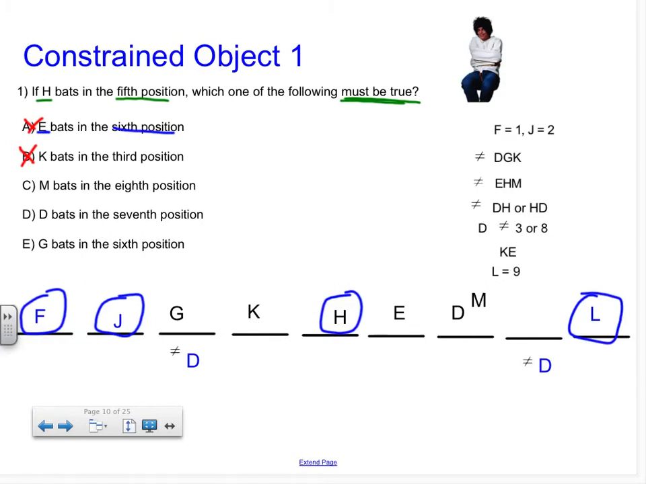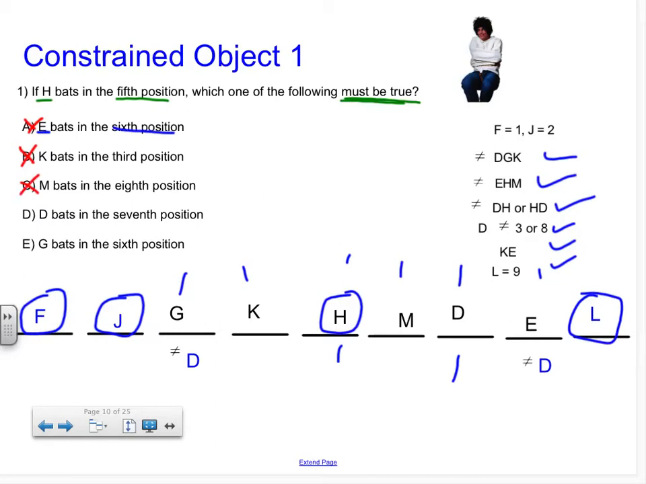So we'll just do a quick swap of E and M. Does this still work? So we have D, G, and K separated. E, H, and M separated. D and H are separated. D doesn't come in the 3rd position or at the 8th position. K comes before E, and L equals 9. So we can get rid of C. It doesn't have to be.